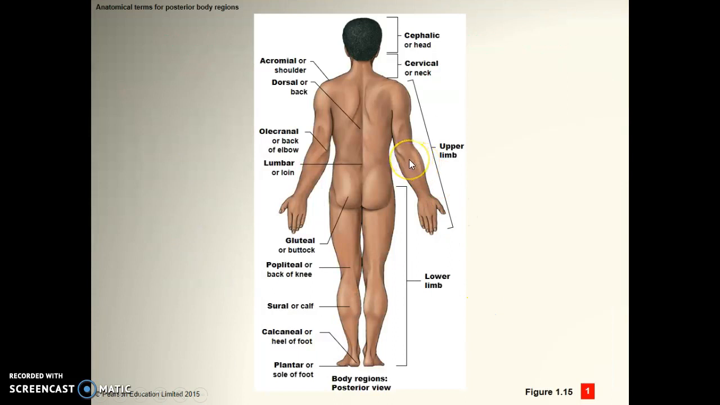Backside, cephalic head, cervical neck. The shoulder is acromial. Do you remember the armpit? That was axillary. Think of the dorsal fin of the shark. It's on the back of the shark. Olecranal is the elbow. Lumbar is the lower back. Gluteal refers to buttocks. Popliteal to the front of the knee. Popliteal to the back of the knee. I was thinking of patella is in the front. Sural is the calf. Calcaneal is the heel or foot. Plantar is the bottom of the foot.